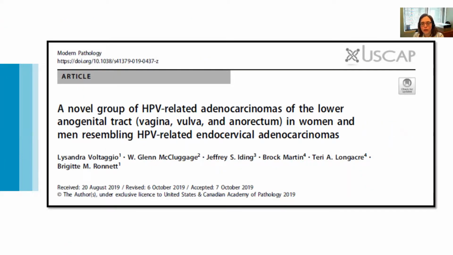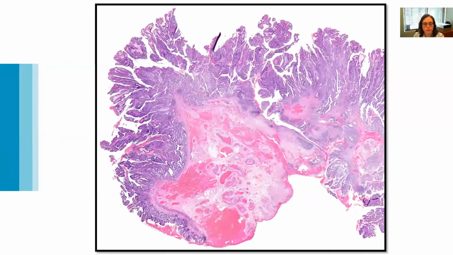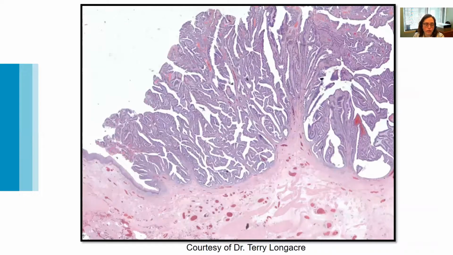Now, we recently described our experience with a rare subset of HPV-driven anal adenocarcinomas that have peculiar morphology and that affect the anogenital region in both men and women. At low magnification, these are almost always characterized by this majestic villoglandular configuration, as seen in the first slide and then in this other slide as well.